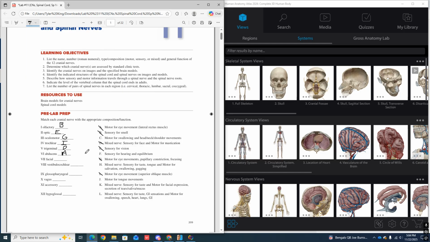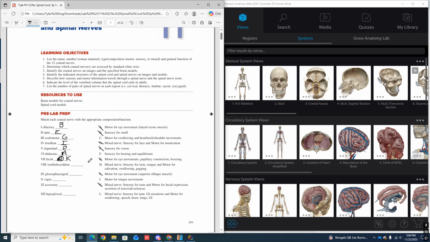Facial. So, not sensation of the face, but muscles of the face. But it's also a mixed nerve too, because it does some stuff with salivary secretion, tears, etc. So that's this guy down here, letter K. Facial. Oh my gosh, bad K. There we go, that's a better K.